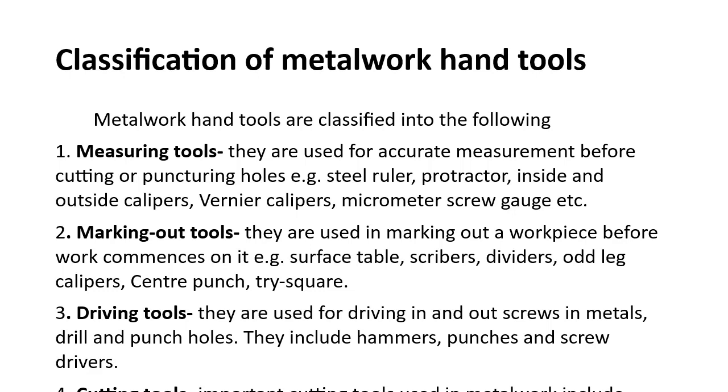Number 2, marking out tools. Marking out tools are used in marking out a workpiece before work commences on it. Examples of marking out tools include surface table, scribers, dividers, odd leg calipers, center punch, and tri-square. These named tools are grouped under marking out tools.